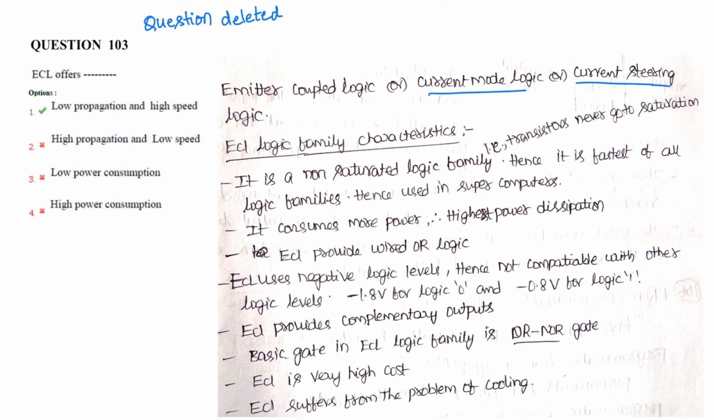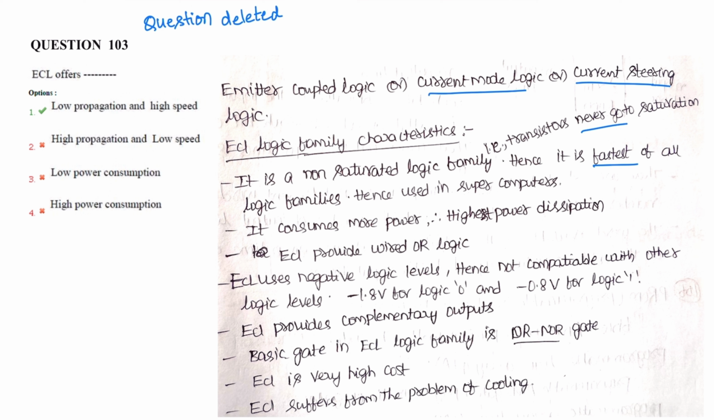Characteristics of the ECL family are: it is a non-saturated logic family. Transistors never go into saturation. It is the fastest of all logic families, hence used in super computers. ECL consumes more power, highest power consumption.